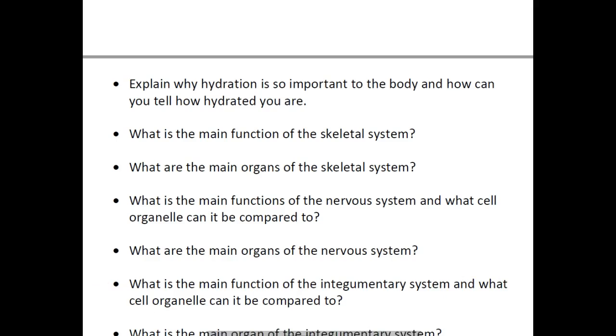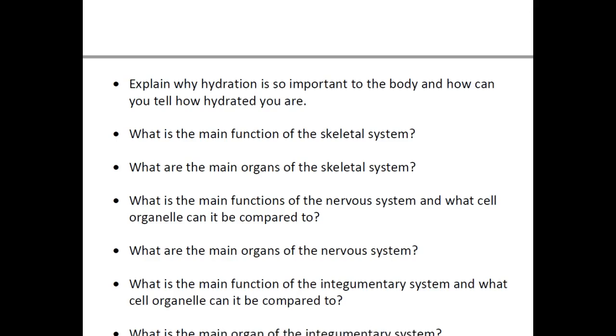So what is the main function of the skeletal system? Well, the main function of the skeletal system is to provide support and locomotion. What are the main organs? Well, any one of your bones would be a main organ. The tibia, the fibula, the skull.